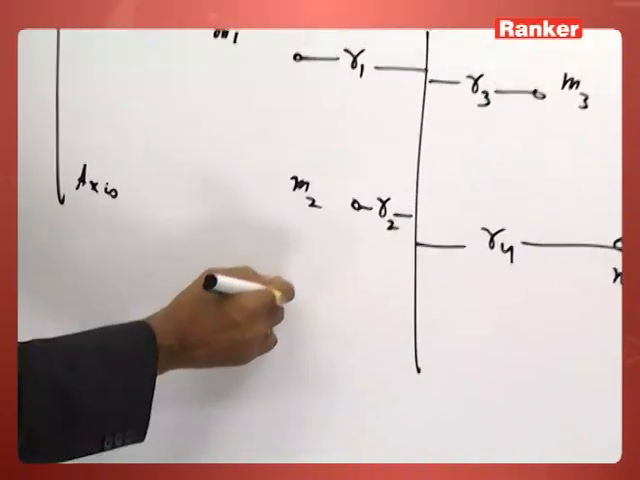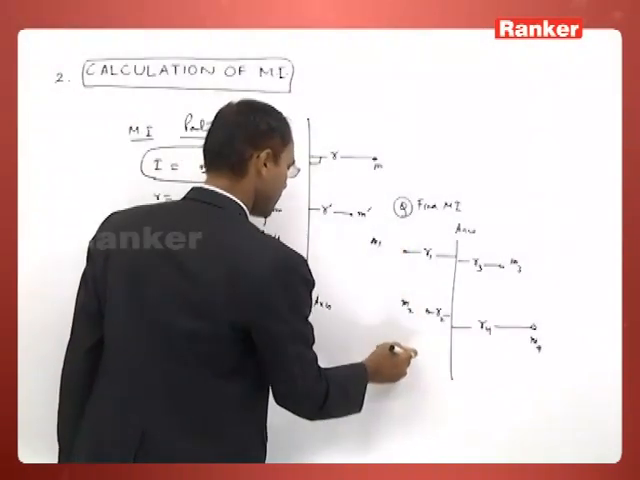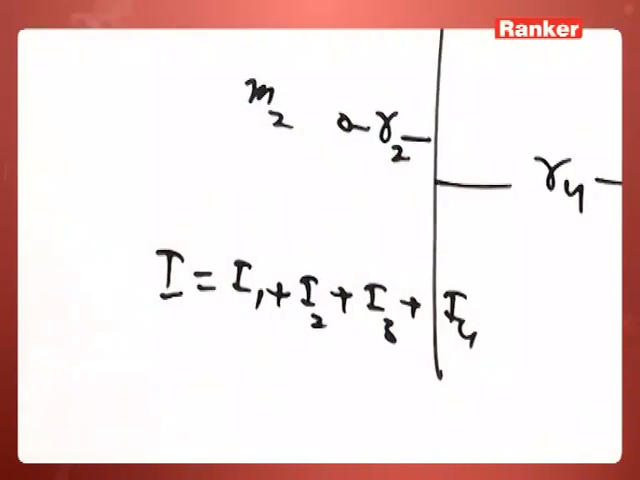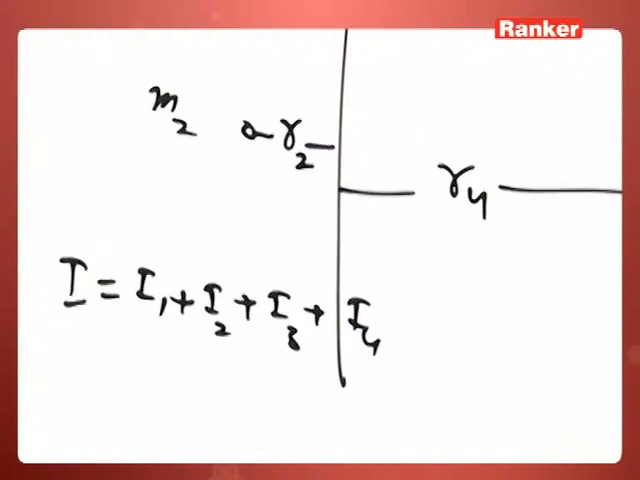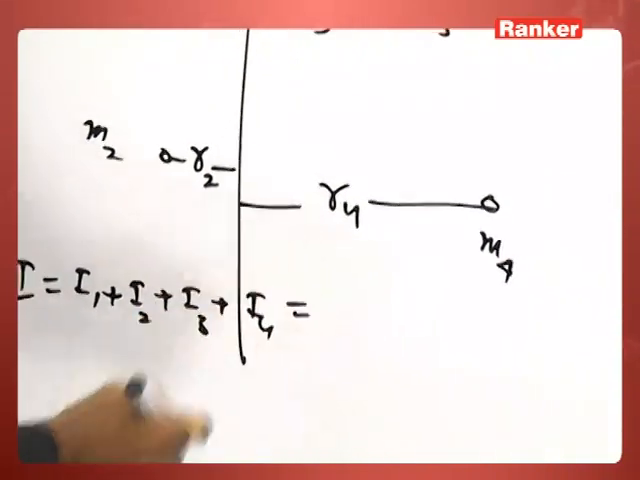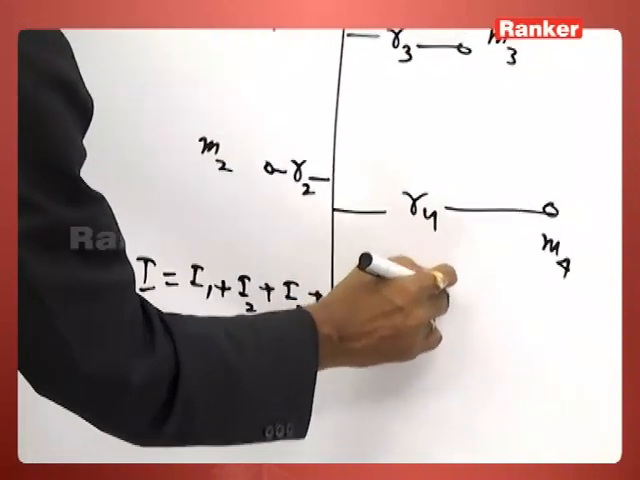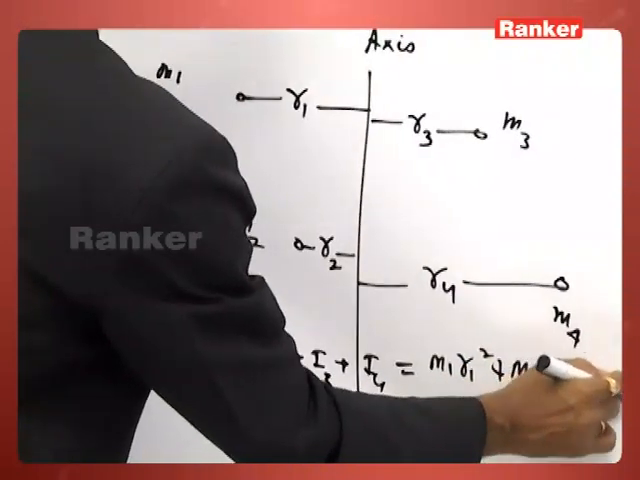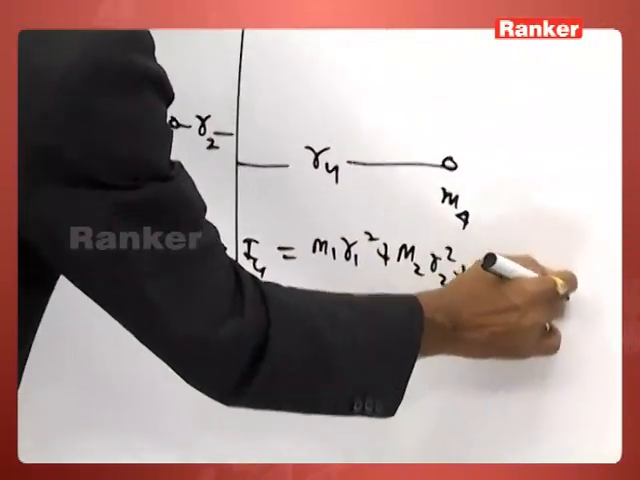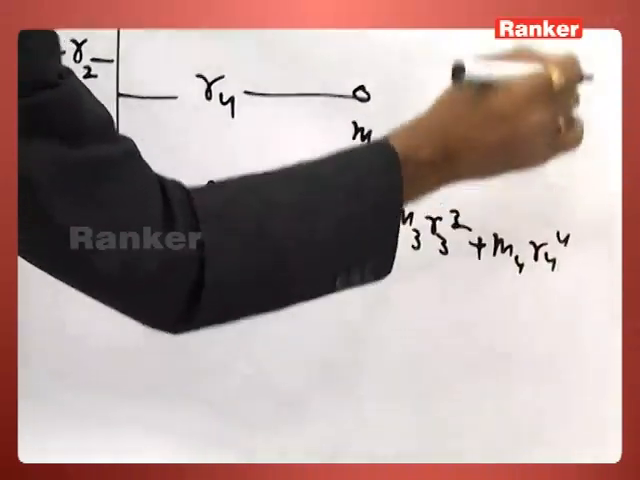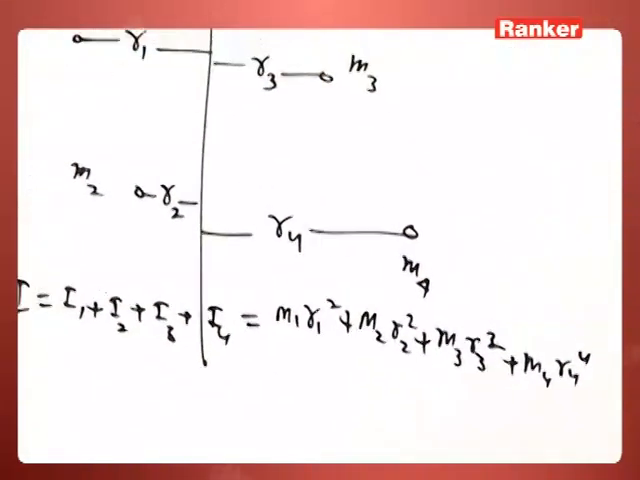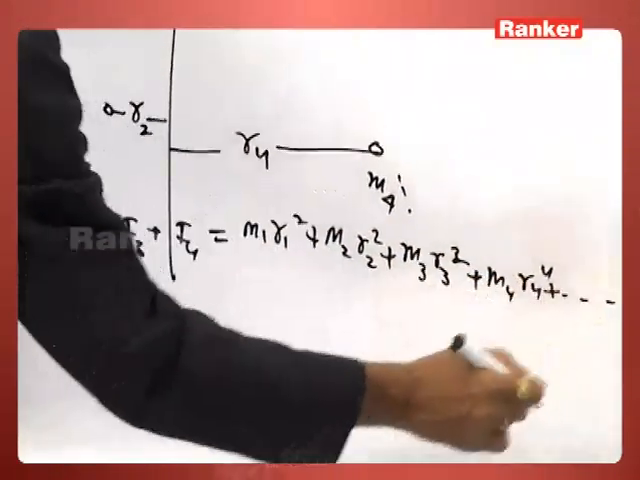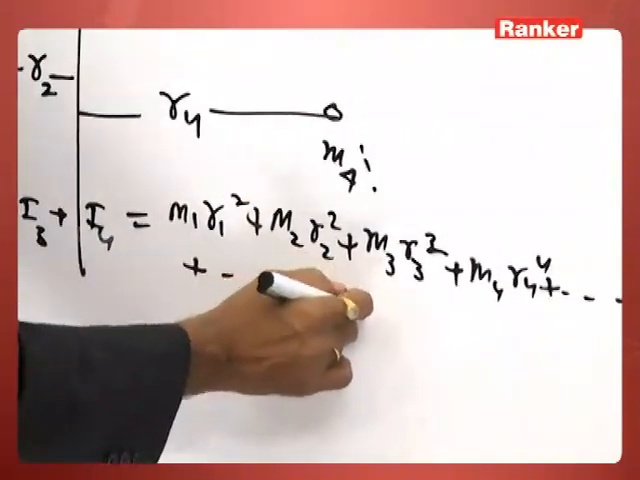So, the net moment of inertia is equal to moment of inertia of the first particle, of the second particle, of the third particle, of the fourth particle. All the moments of inertia, you just add. I1 is equal to m1 r1 square, I2 equal to m2 r2 square, I3 equal to m3 r3 square, and I4 equal to m4 r4 square. If there are so many particles, then you have to go on adding up to the nth particle.